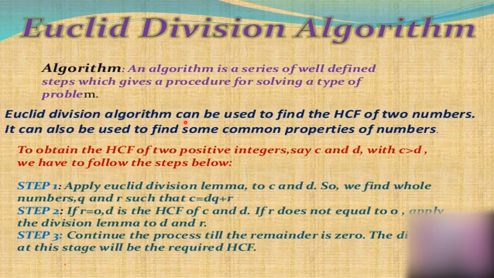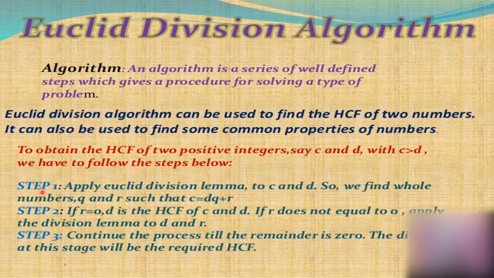Euclid division algorithm can be used to find the HCF of two numbers, or it can be used to find some common properties of numbers. Some special numbers are there. What is common between these? For this we'll be using Euclid division algorithm to obtain the HCF of two numbers. Say C and D are the two numbers and C is greater than D. We have to follow a few steps to find the HCF of these numbers.